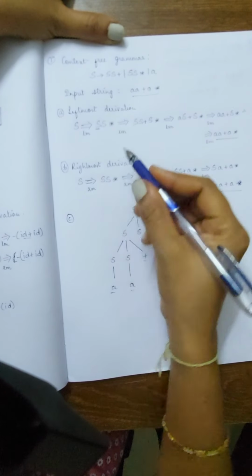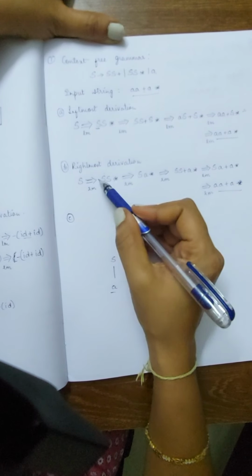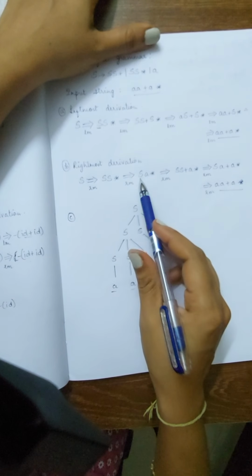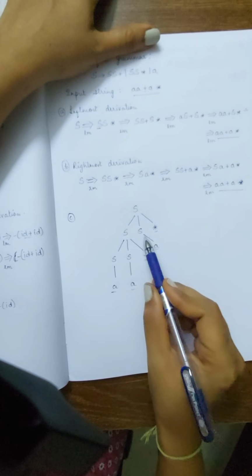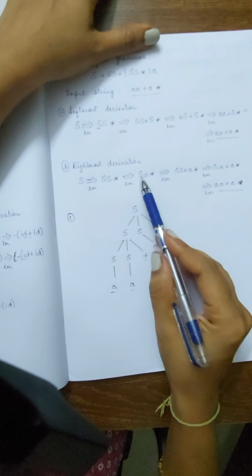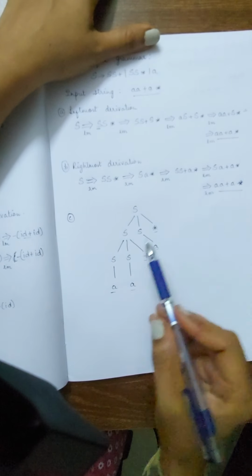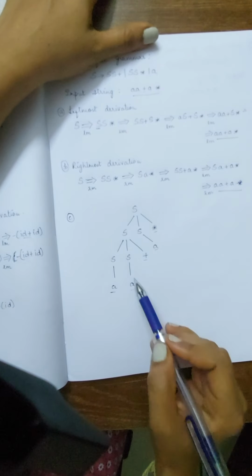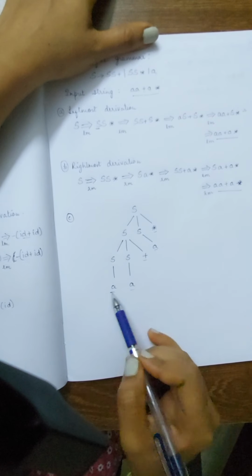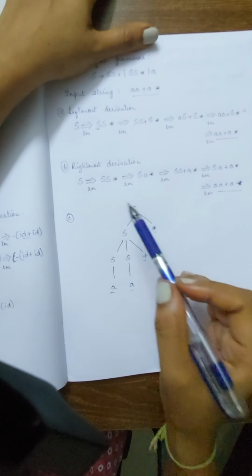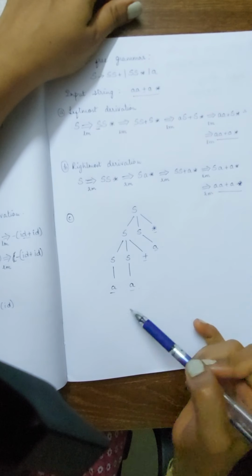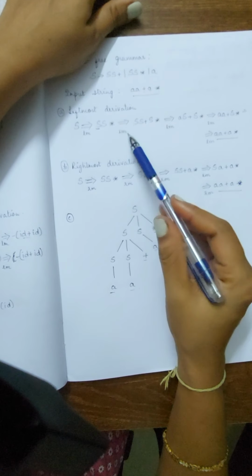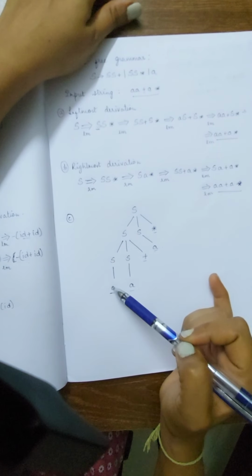So check for this. I have drawn it for the leftmost derivation. For the rightmost derivation, if I start, S is replaced by SS star, then S is replaced by A. Now this S is replaced by SS plus, and then this S is replaced by A, and the next S is replaced by A. So if you observe, the same parse tree can be constructed by using the two types of derivations. For both the derivations, I get the same parse tree.